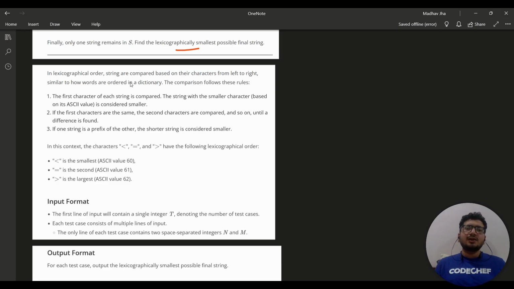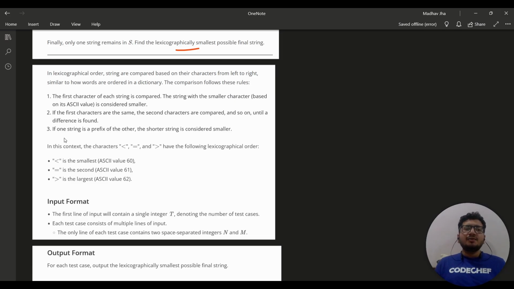The strings are going to be compared by their characters from left to right, similar to how we do it in an ordered dictionary. The comparison rule is as follows. The first character of each string is compared. The string with the smallest character based on the ASCII value will be considered smaller. Next, if the first characters are the same, then we compare the second character, and so on until we find a different one.